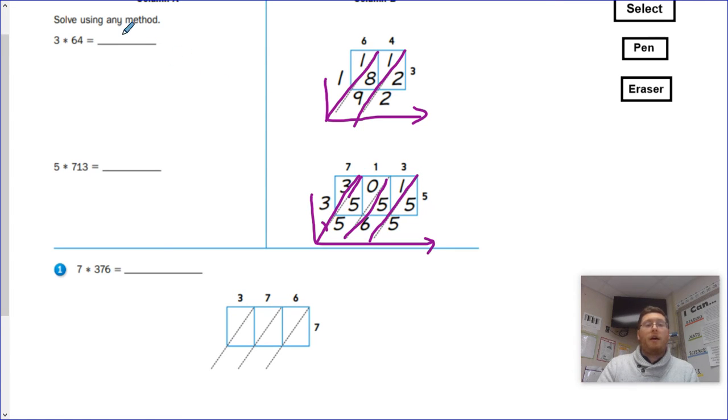All right, again, I could answer this whatever method I want to use. But it's going to show me how to actually do the multiplication for this. So let's look at 7 times 376. Okay, so we got 376. I broke it up into the individual digits times 7. So 3 times 7 goes right here. That's 21. 7 times 7 is 49. And then 6 times 7 is 42.